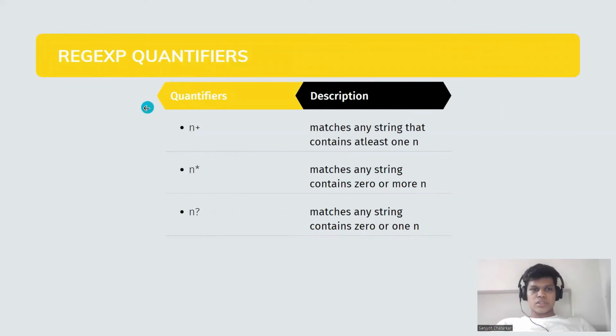Regex quantifiers. So there are many concepts in quantifiers. Plus matches any string that contains at least one n. And an asterisk matches any string that contains 0 or more n. And question mark matches any string that contains 0 or 1 n.